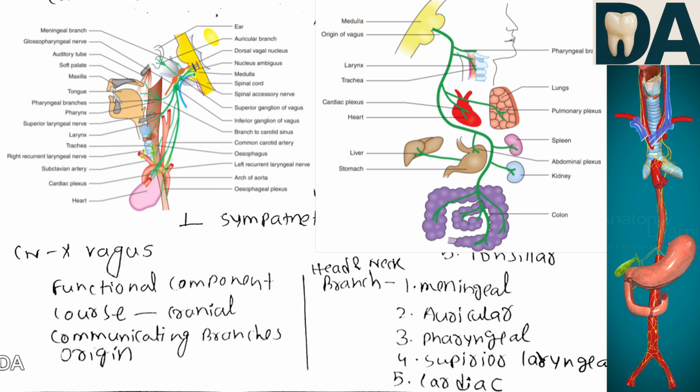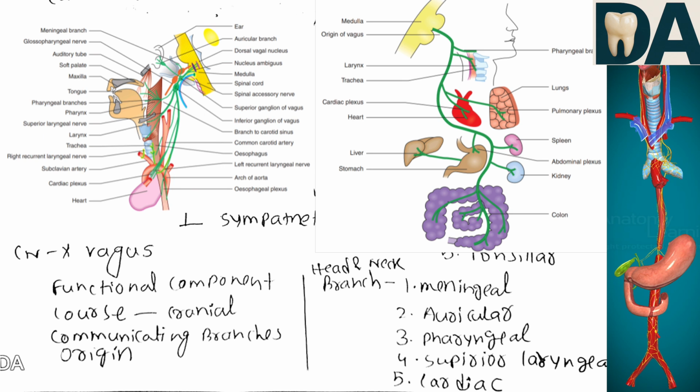Communicating branches of the vagus nerve. First one, the superior ganglion is connected to the cranial portion of the accessory nerve. Second, the petrosal ganglion of the glossopharyngeal nerve, the facial nerve through its auricular branch, and the superior cervical ganglion. Second, the inferior ganglion is connected to the cranial part of the accessory nerve, vagus nerve, hypoglossal nerve and superior cervical sympathetic ganglion. Now go to the branches of the vagus nerve. The vagus nerve gives rise to numerous branches at the following levels: head and neck, thorax, abdomen.